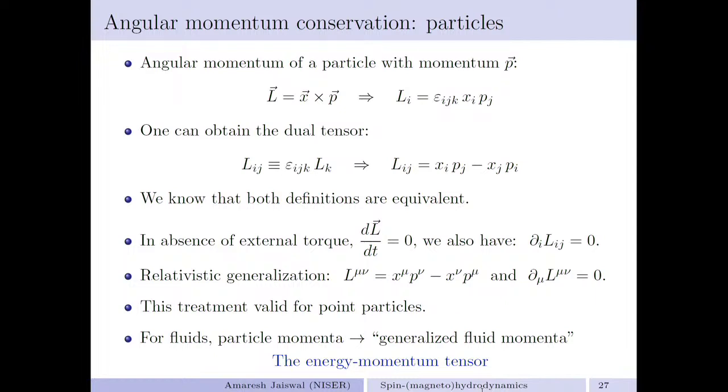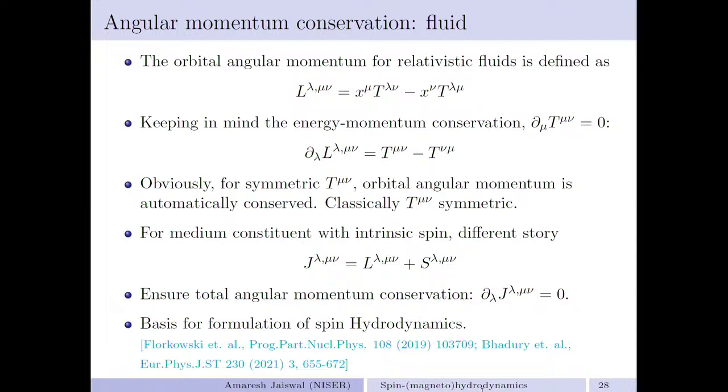What about a continuous medium, a fluid? To generalize for fluids, we take the momentum of the point particle and generalize it to the fluid momentum, the energy momentum tensor. So L takes this form. The point particle gets generalized to a continuous medium, and the momentum gets replaced by the energy momentum tensor. This is the orbital part of the angular momentum. The divergence of this is the antisymmetric part of T mu nu, and remember T mu nu, which we wrote down from kinetic theory, was symmetric. So this orbital part is conserved, and this is one of the main reasons why people didn't worry about angular momentum conservation till very recently, because it's automatically conserved if the energy momentum tensor is symmetric. So it doesn't give a new equation to solve for, it's an identity.